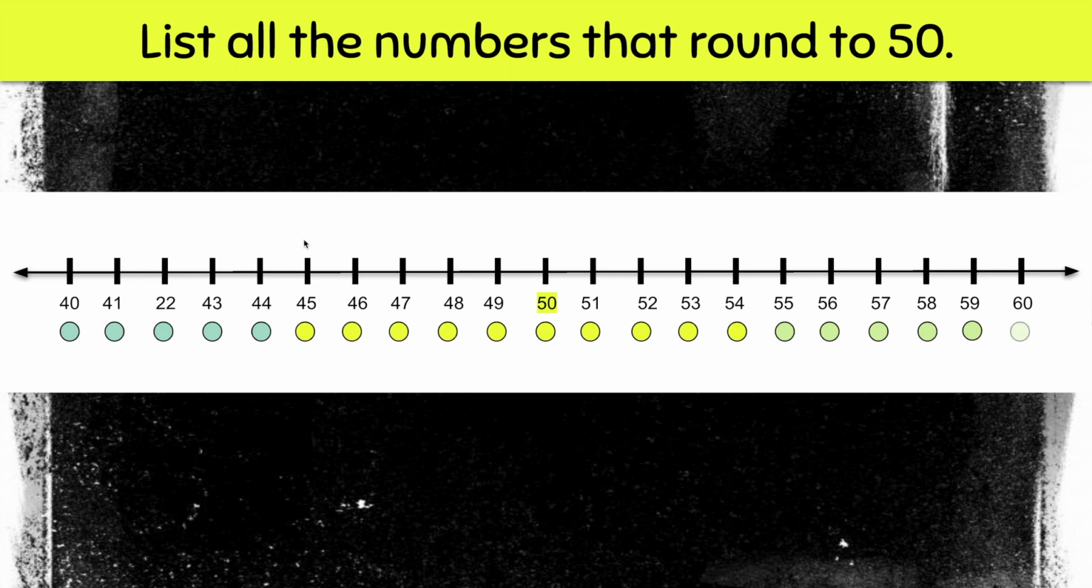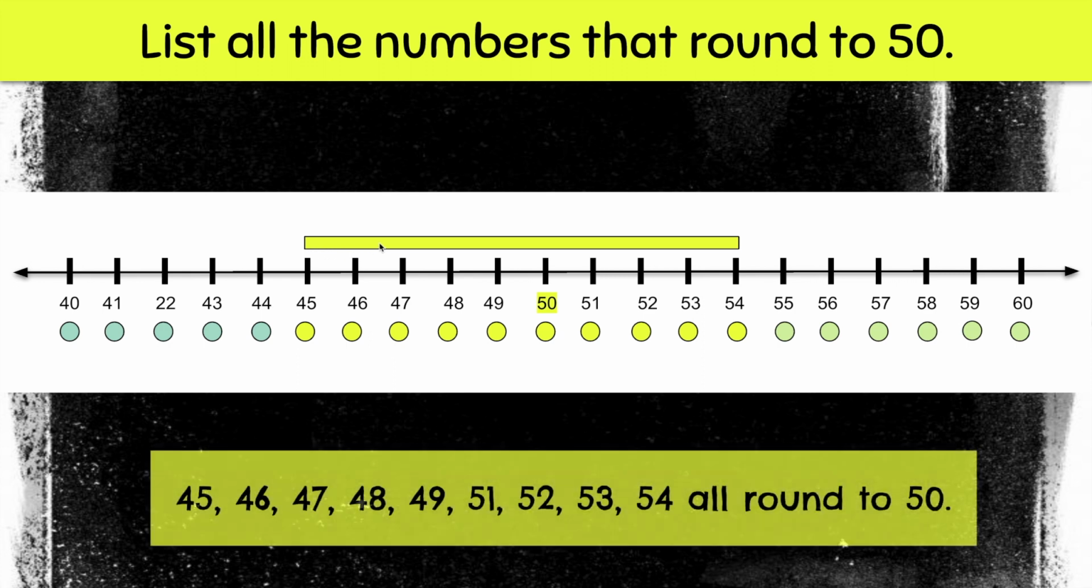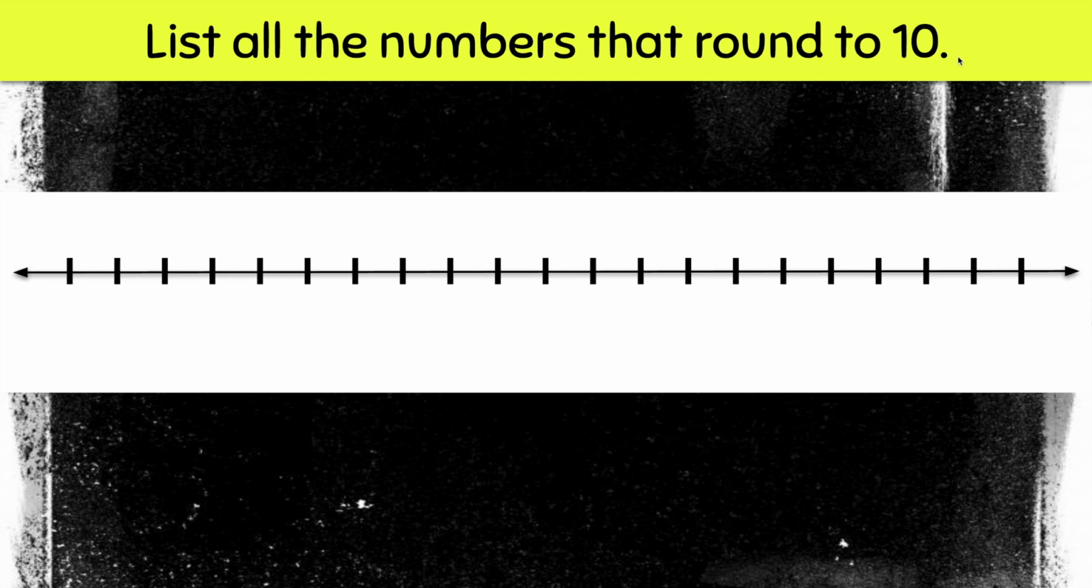So we know that from 45 to 54, all of these numbers, 45, 46, 47, 48, 49, 51, 52, 53, and 54, all round to the nearest 10, which is 50. List all the numbers that round to 10. Here we have 10. Now we need the previous 10 before 10, which is actually 0 tens. And the following 10 after 10 is 20. So we have 0, we have 20, and we have 10.